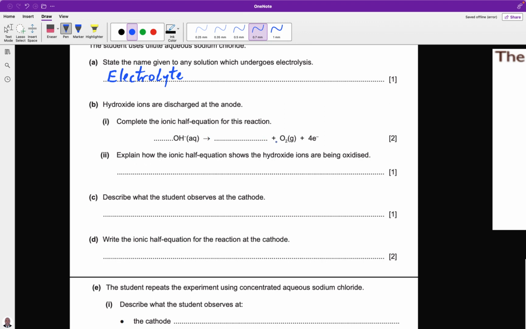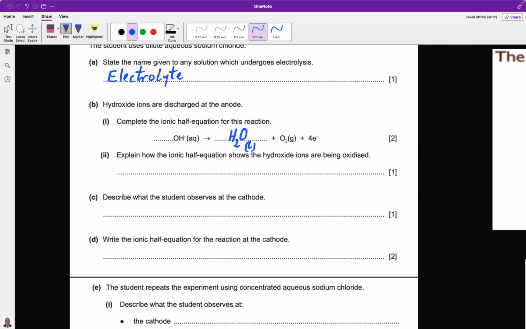Oxygen is released. There's OH minus here, and there's oxygen here. Hydrogen is still left. There's only one gas that has been released here. It's not going to be hydrogen here, but it's going to be water. Write water there. Liquid water.